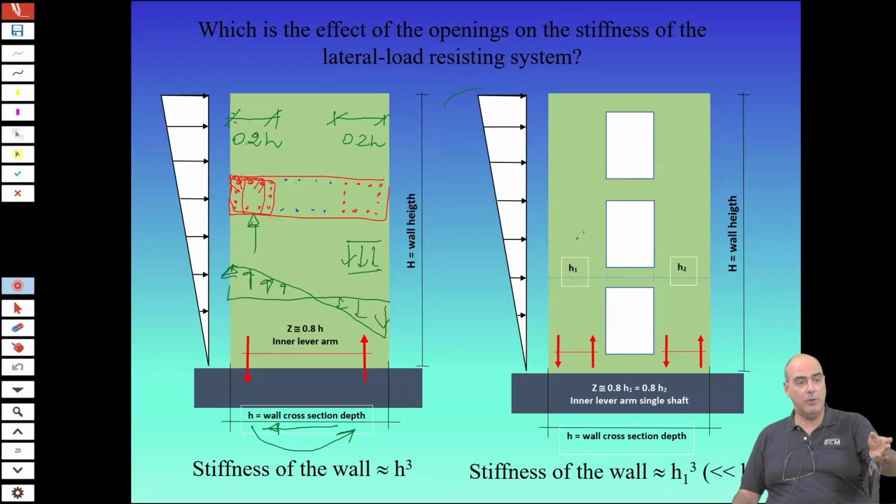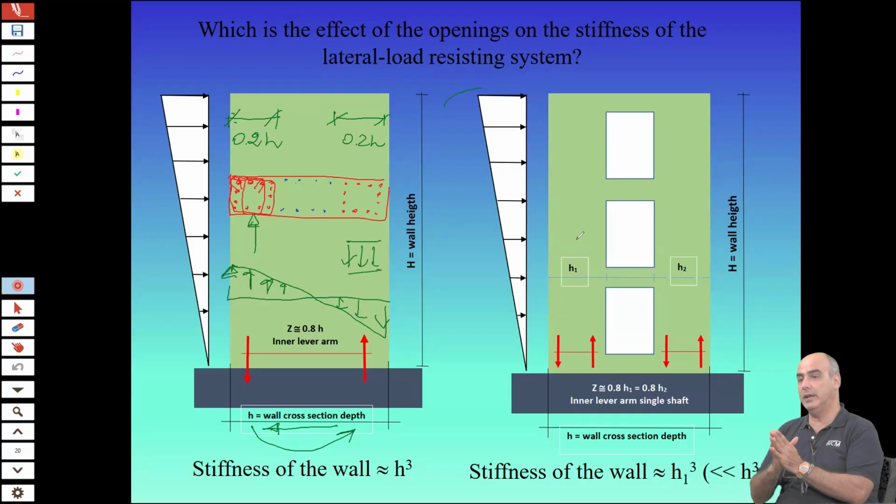Try to calculate how much is 0.35 to the cube. 0.043. So it's just 4%. So you see how much we have lost? Well, then you have to multiply by 2, and it's 8%. So we are an order of magnitude less.